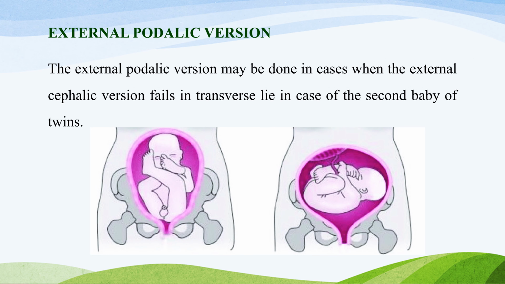Another one is the external podalic version. The external podalic version is done in cases where the external cephalic version fails in the transverse lie, or in the case of the second baby of twins. Here you can see that the baby is in the transverse lie and the buttocks of the fetus are brought down. So in cases where the baby's head cannot be brought to the lower pole of the uterus, the baby's buttocks are brought to the lower pole of the uterus.